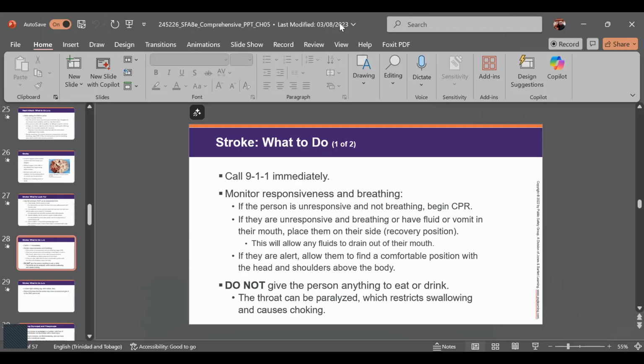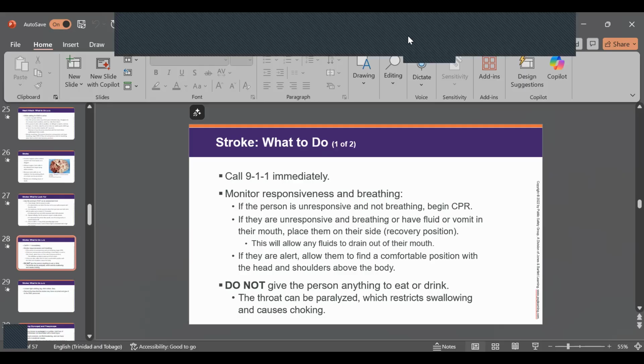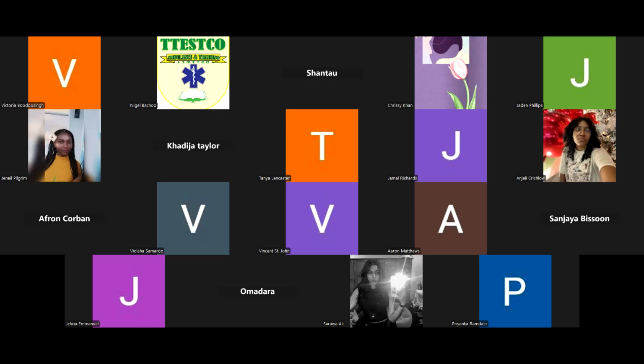All right, I'll stop the share. And I'll leave that open for the class to give me a response. Putting a whole nutmeg in somebody's mouth who is suffering a stroke, what do you think could happen? Could slip at the back of the throat and they start choking. Good. So it could slip to the back of the throat and they could start choking.